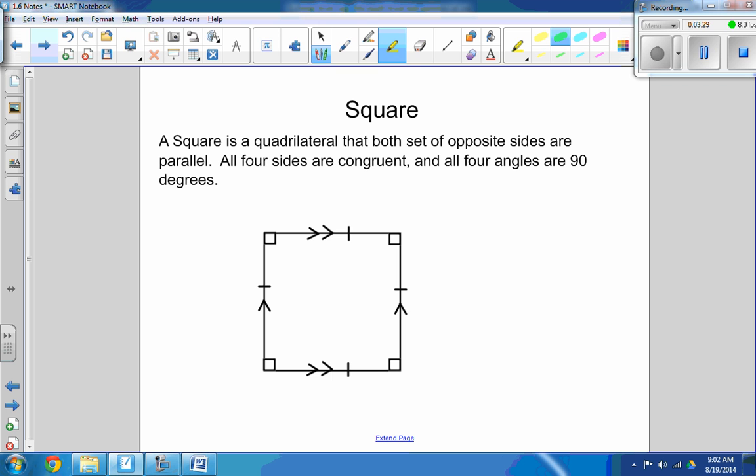Square. A square is a quadrilateral where both sets of opposite sides are parallel and congruent. All 4 sides are congruent, and all 4 angles are 90 degrees. So you're just taking it to the next step. We added the additional property that not only are they parallel, all 4 sides are congruent, and all the angles are 90 degrees. So it's adding all these additional properties from the previous shapes that we talked about.